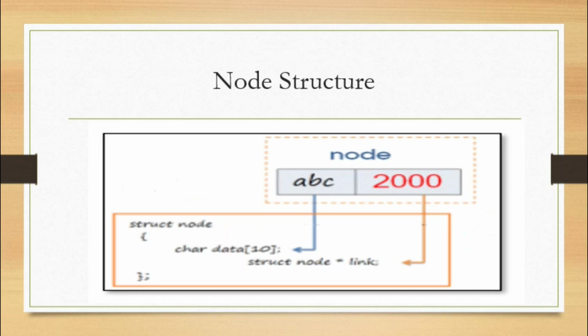So let us see the node structure now. The node structure first has two fields. One is the data field, also called the data or info field, the information field. The other is a pointer to the next node, or address field, the address of the next node.